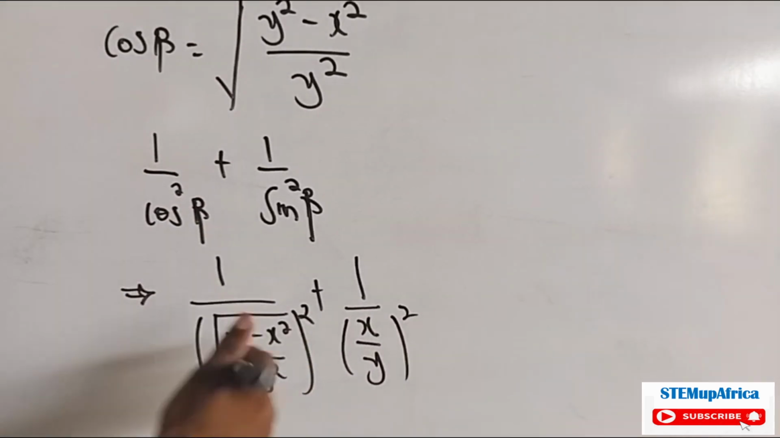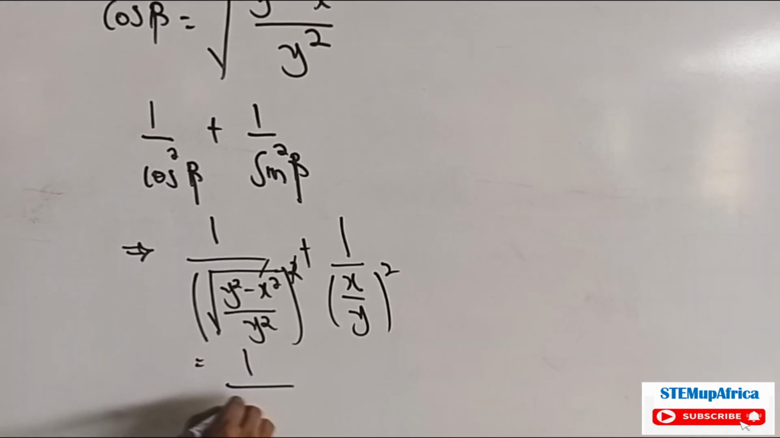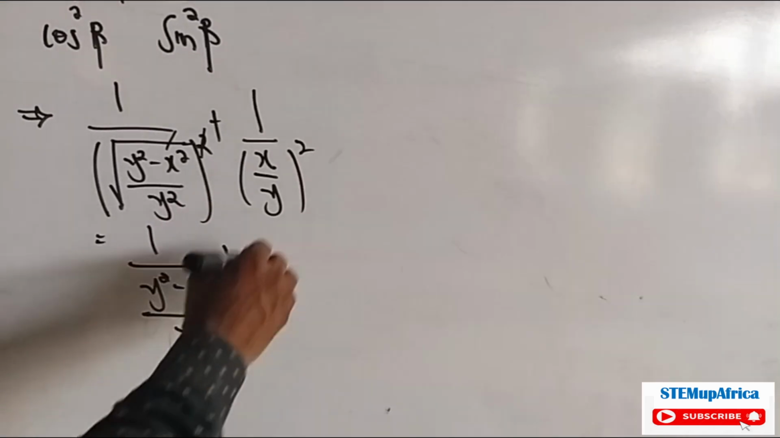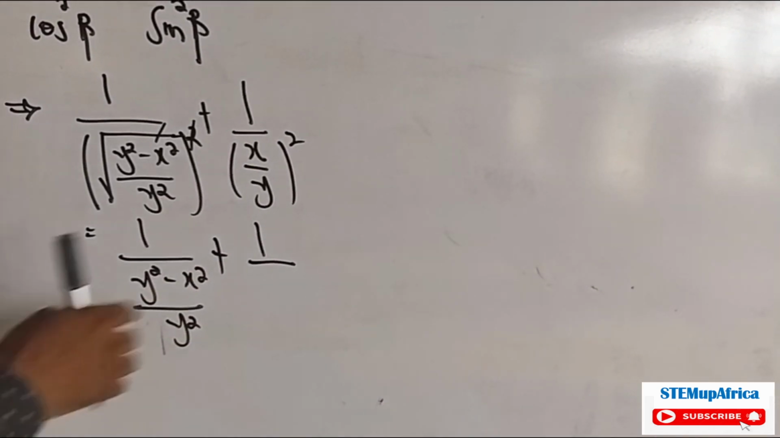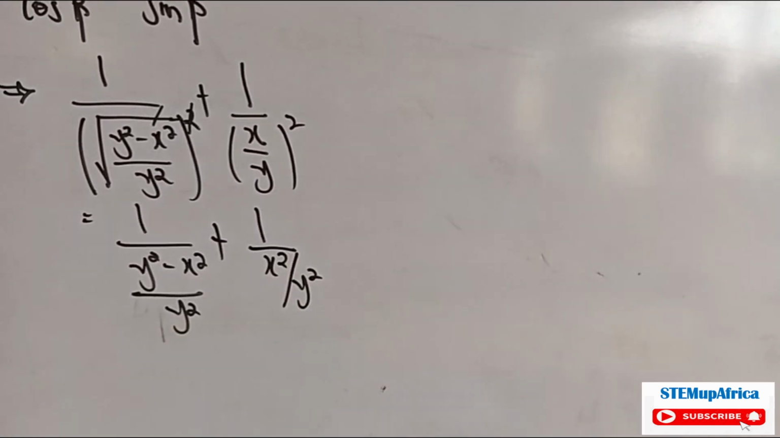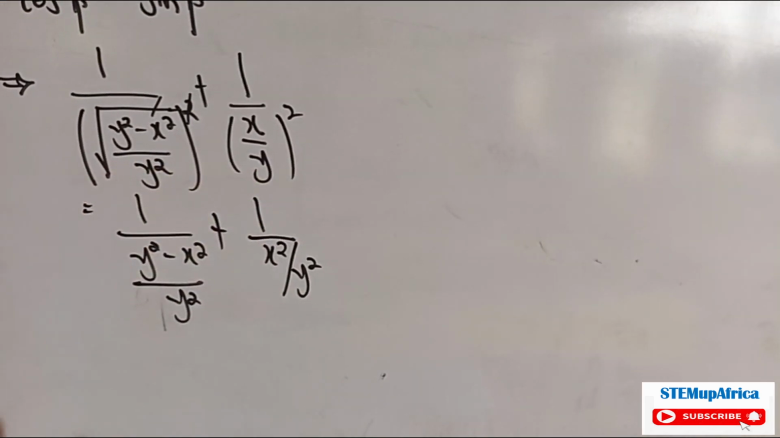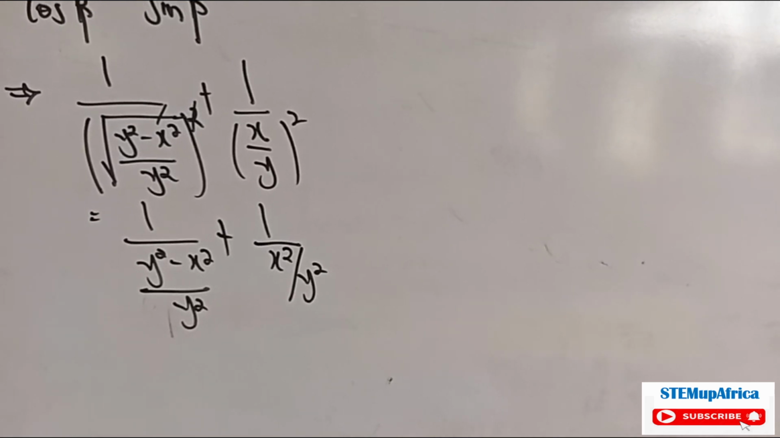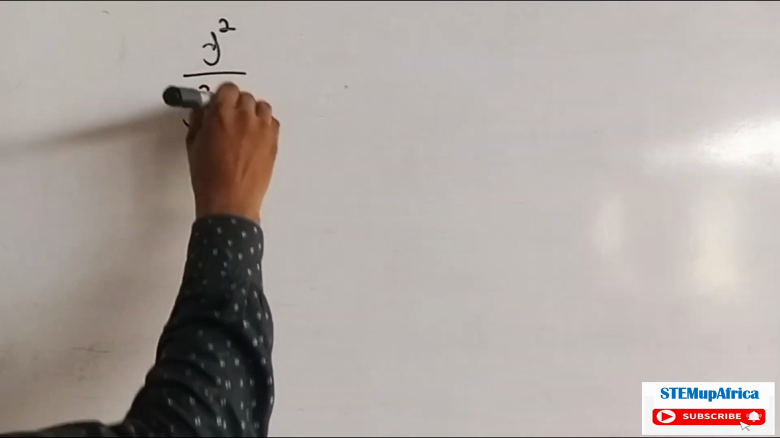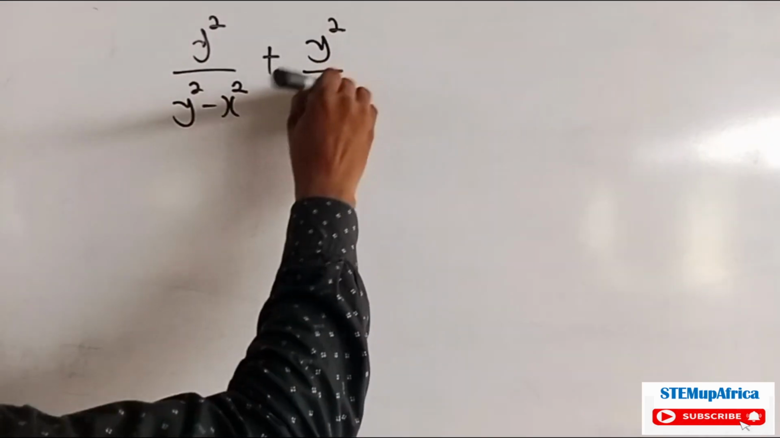So this square will affect the square root. The square can cancel out the square root. I'm left with 1 over y squared minus x squared over y squared plus 1 over, the square will affect both x and y, so this will give us x squared over y squared. So I can invert by taking y squared up and this y squared up. So if that should happen, we are going to have y squared over y squared minus x squared plus y squared over x squared.